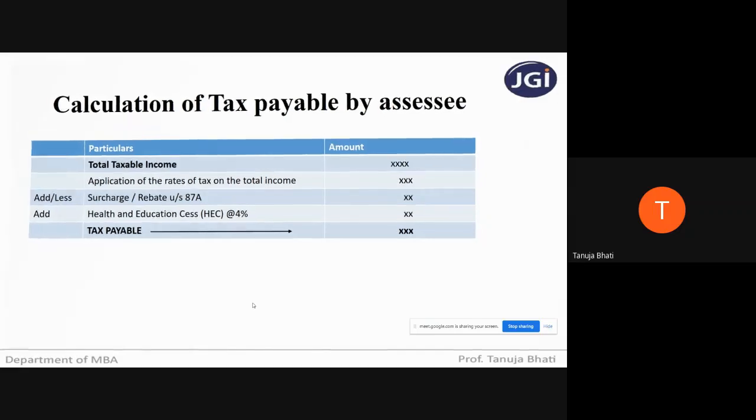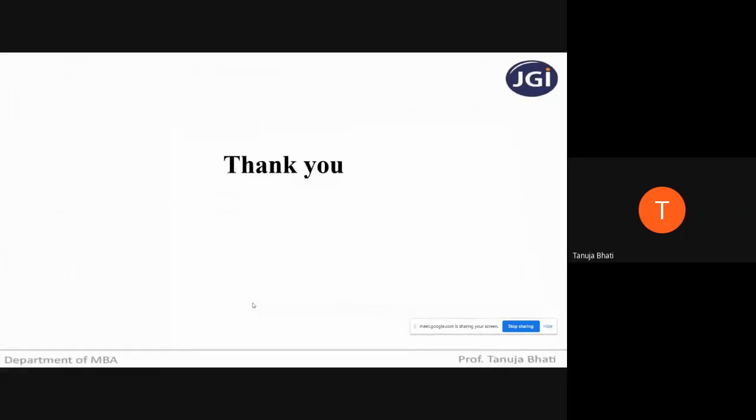Okay, so by this we have completed the module 1, that is basic concepts of income tax. Thank you so much, students. In case you all have any doubts relating to today's lecture, you all can ask.